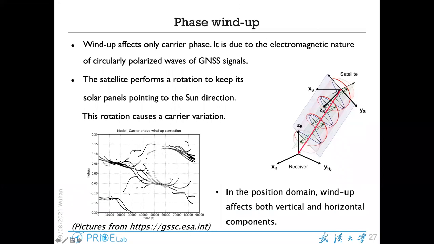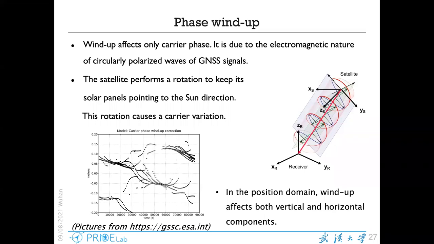because of the relative motion between the satellite and the receivers, because the Earth is rotating, right? The satellite is moving in space. So the relative position of the satellite and the receiver are changing. And during this procedure of the observation process, you will see some additional errors accumulated in your carrier phase measurements, just because of the relative motion between the satellite and the receivers.